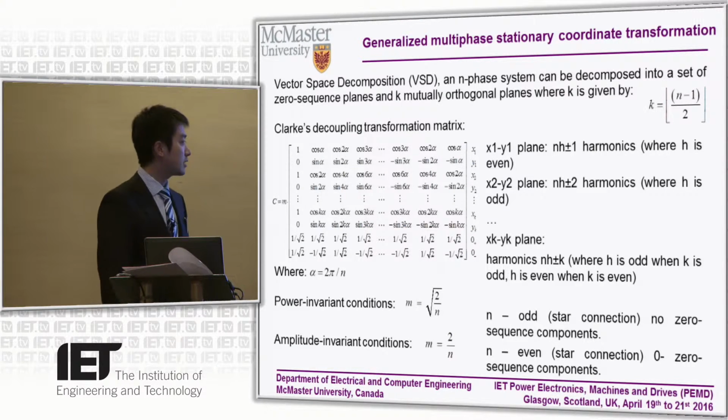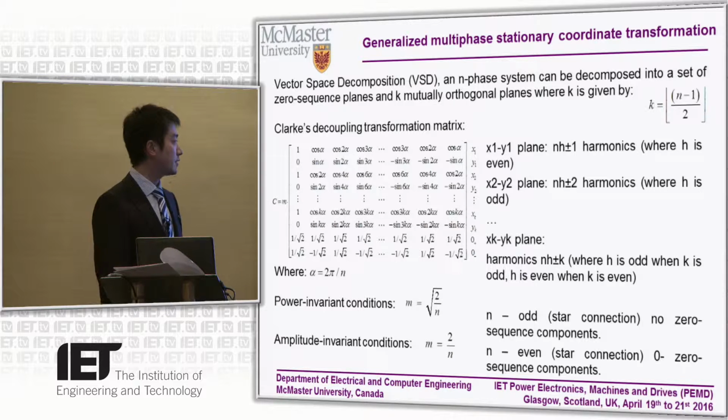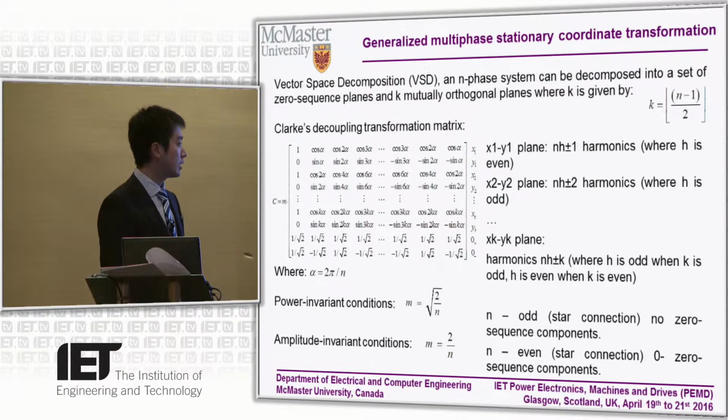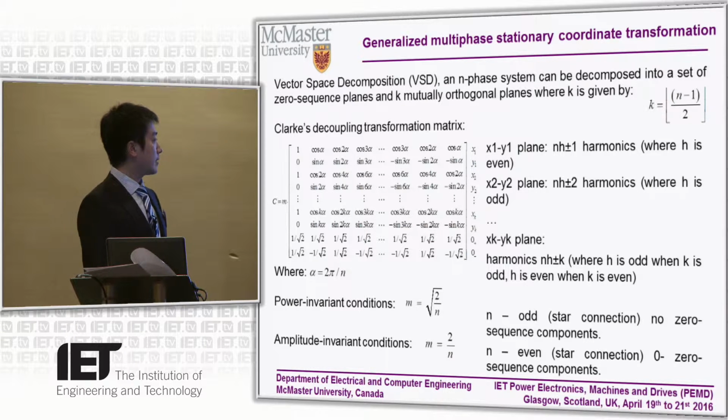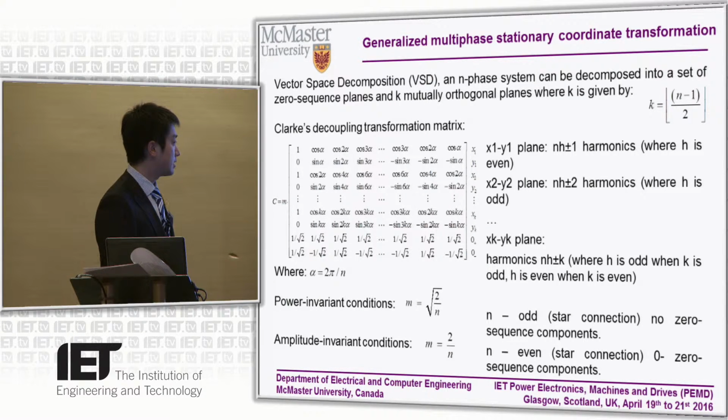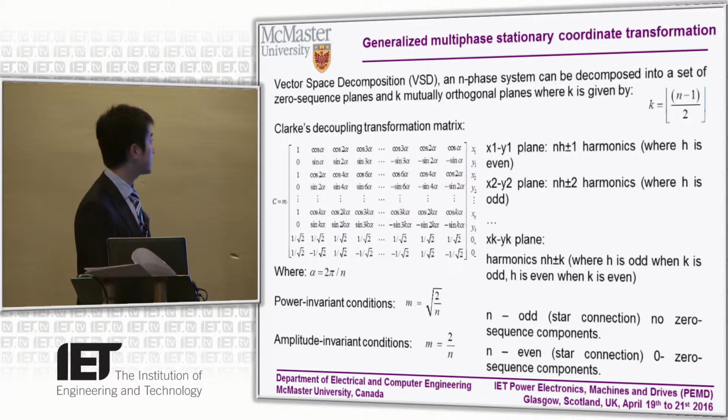Here, we assume the star connection of the machine, and if the phase number is odd, there are no zero sequence components in this system. And if the phase number is even, there are zero sequence components in these systems.